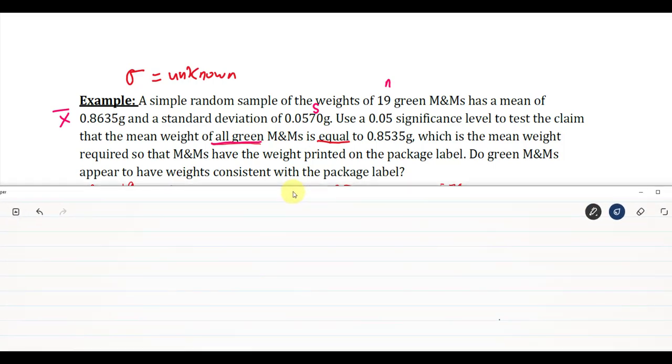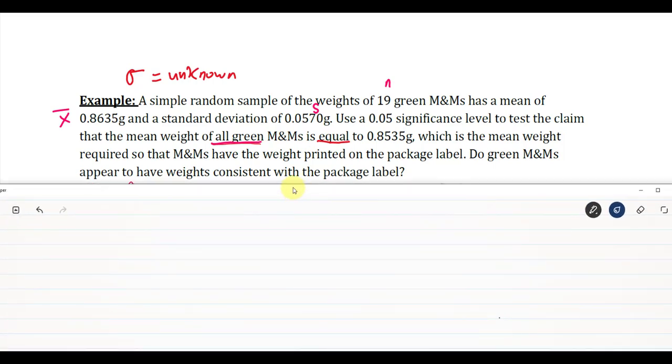Alright, so let's go over the example here. We have a simple random sample of the weights of 19 real M&Ms, with a mean of 0.8635 gram and a standard deviation of 0.0570 gram. Use a 0.05 significance level to test the claim that the mean weight for all real M&Ms is equal to 0.8535 gram, which is the mean weight required so that the M&Ms have the weight printed on the package label. Do the real M&Ms appear to have weights consistent with the package label?